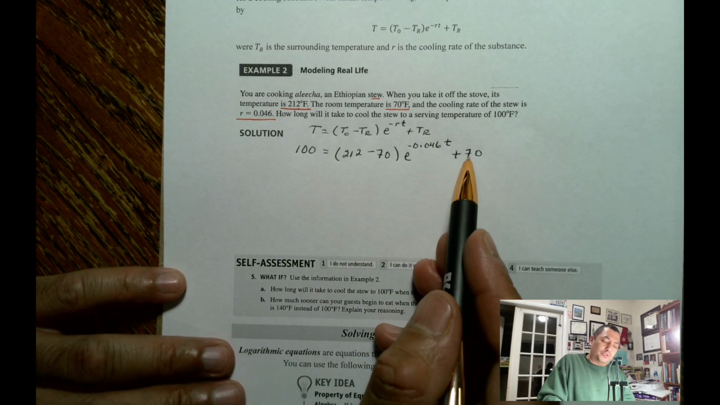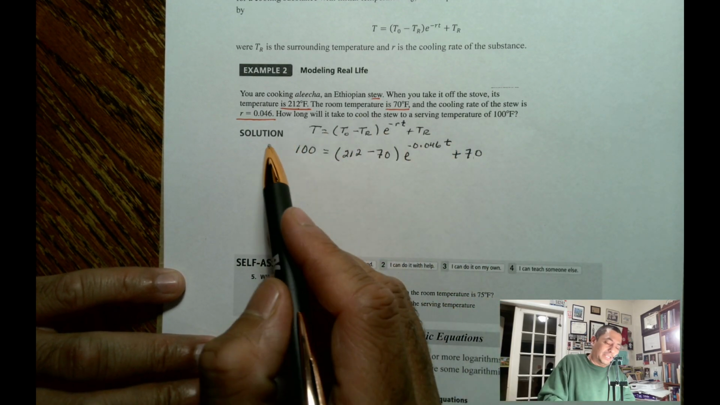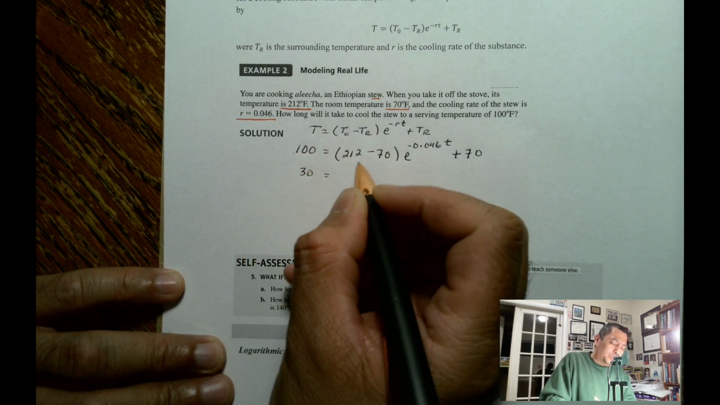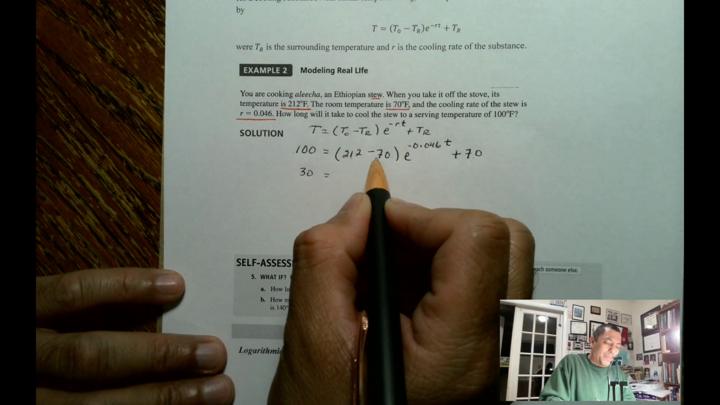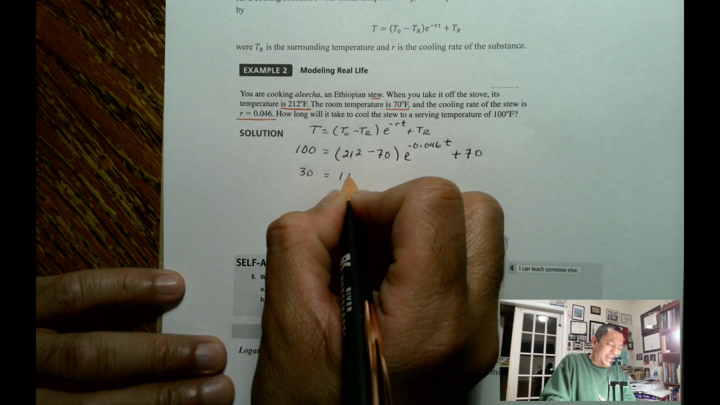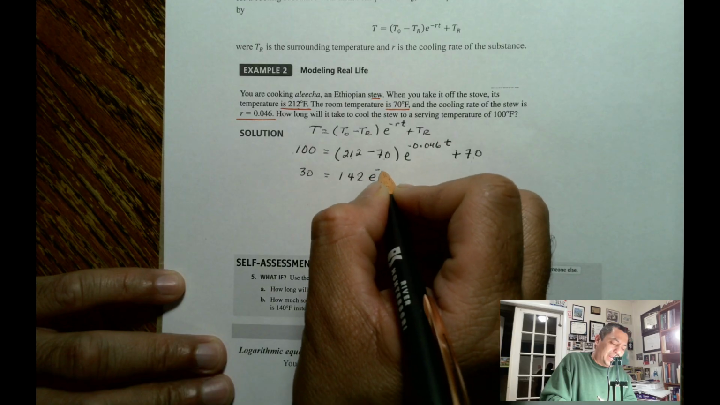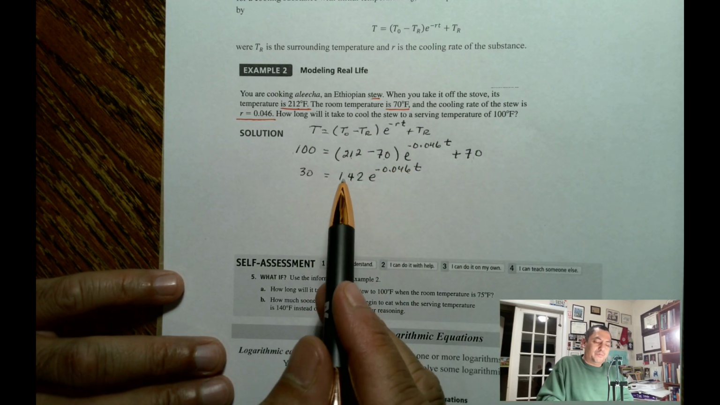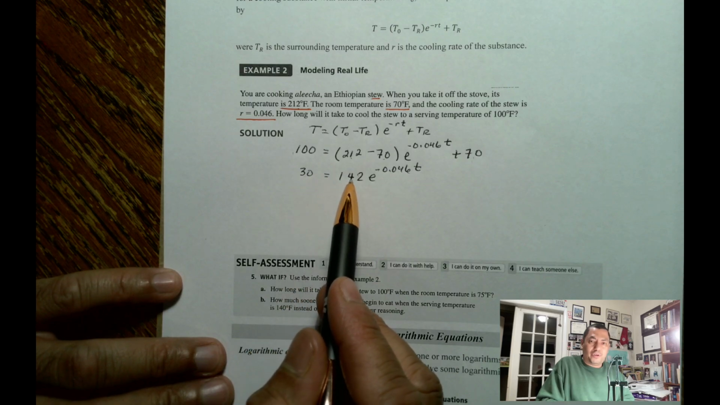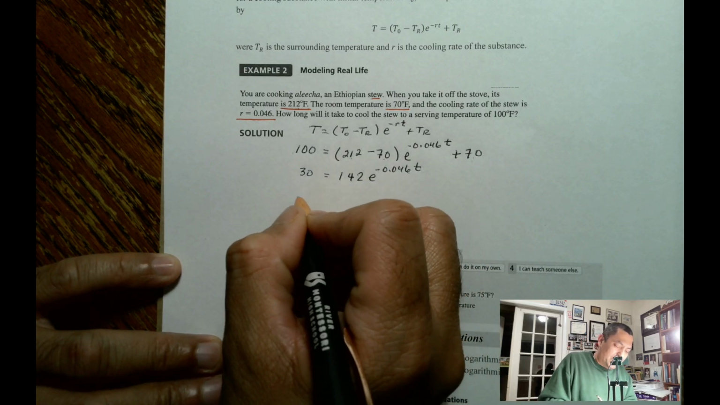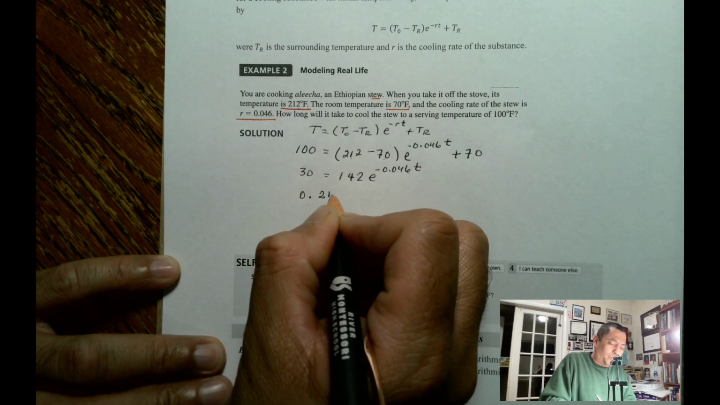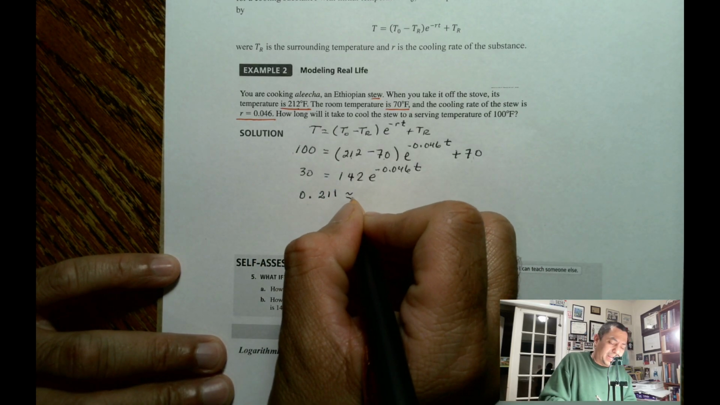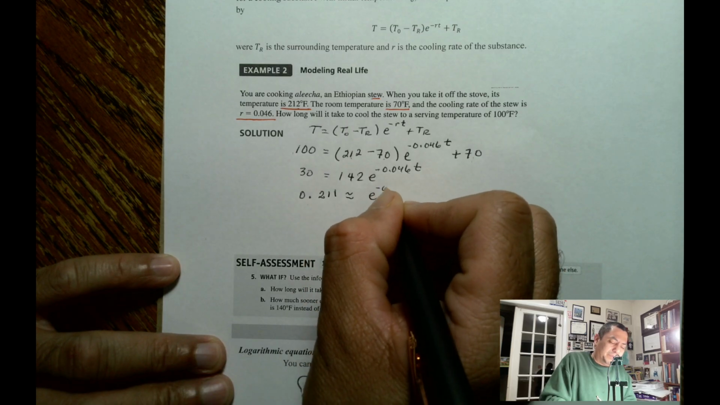Okay, I'm going to subtract this 70. I'm going to move it to the left side. So 100 minus 70 is 30, equals 212 minus 70 is 142, e to the negative 0.046t. Okay, we're going to divide 30 divided by 142, which is equal to 0.211, and this is an approximation, so this is approximately equal to e to the negative 0.046t.